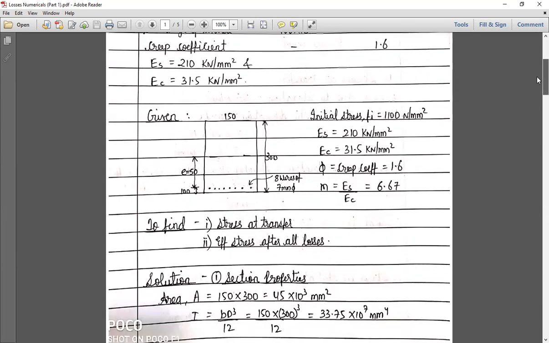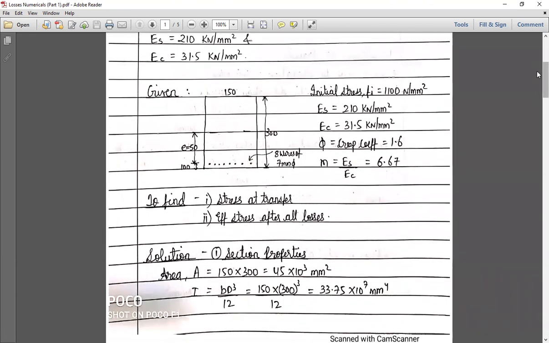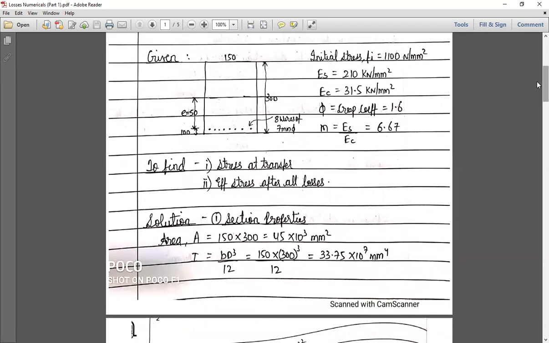Okay, so whenever you're solving a problem for pre-stressed concrete, the first step is always to find out the section properties. Okay, the section dimensions are given, so always we will find out the section properties first. In that, you have to find out area, moment of inertia, section modulus, and y. These four things you always have to find out. So we'll start with the first step, section properties. First, we'll find out the area, and then moment of inertia, BD cube by 12.